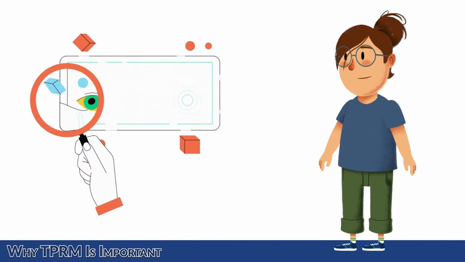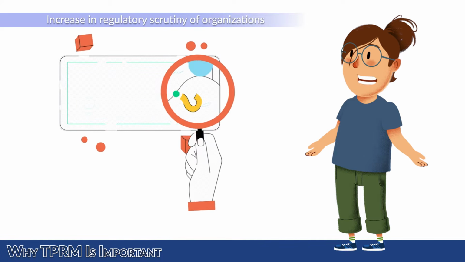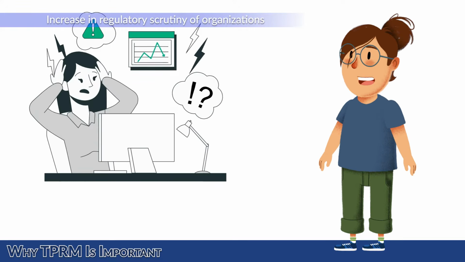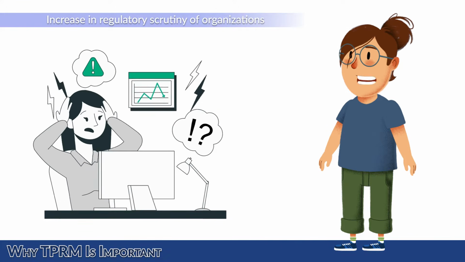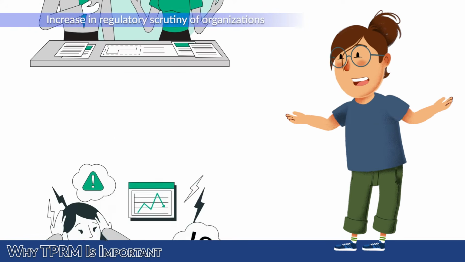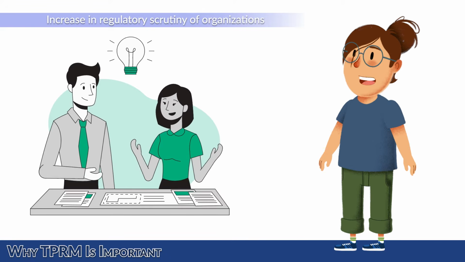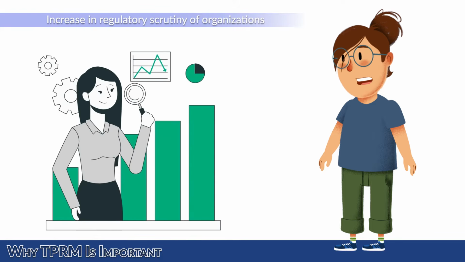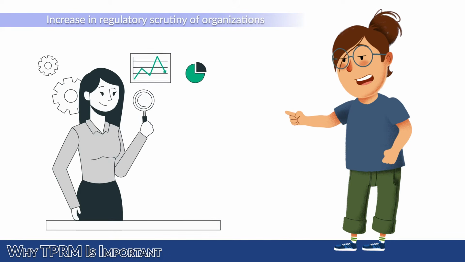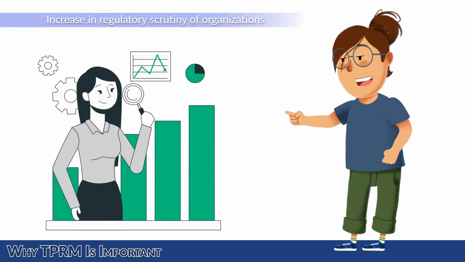In addition, there has been an increase in regulatory scrutiny of organizations to ensure they are aware of the risks and impacts their third parties have on their organization. Gone are the days where a third party can simply attest that they have a compliance program in place. Instead, regulators now require organizations to evidence their third parties have effective controls and compliance programs in place.